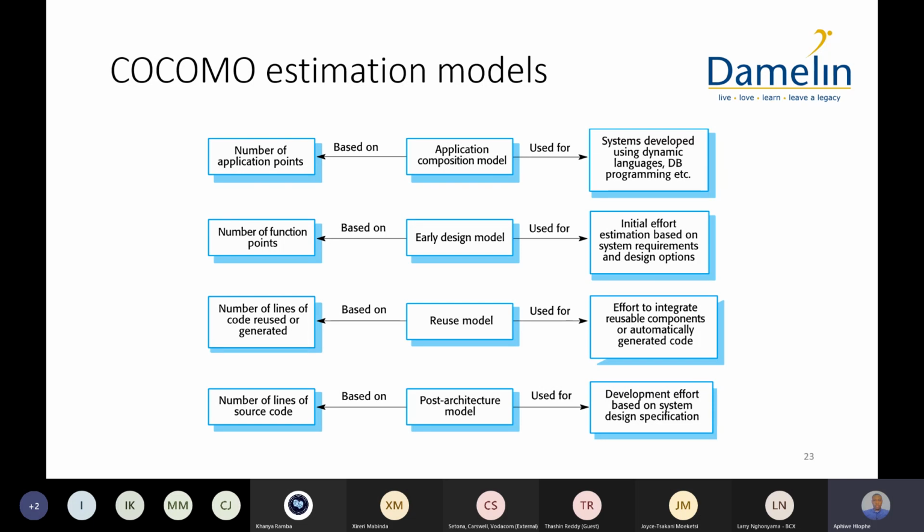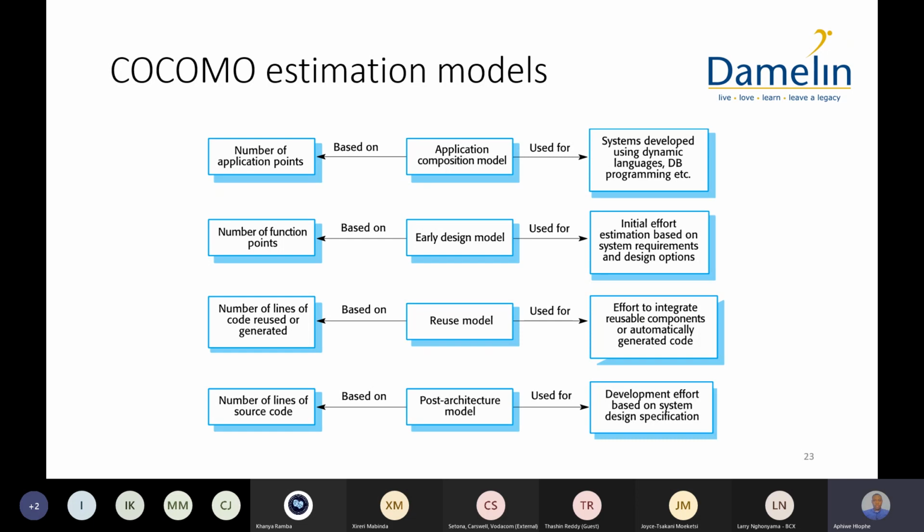Okay, so the first one is we estimate the cost of software based on the number of application points. Okay, and what this means is if we're building a system that is an ecosystem of applications, we look at how many applications we are actually composing together to build this system. So if you're using number of application points, it means your basis for estimating the cost of the software is based on the number of applications that we're actually integrating. Okay, so that's one of the COCOMO estimation methods.